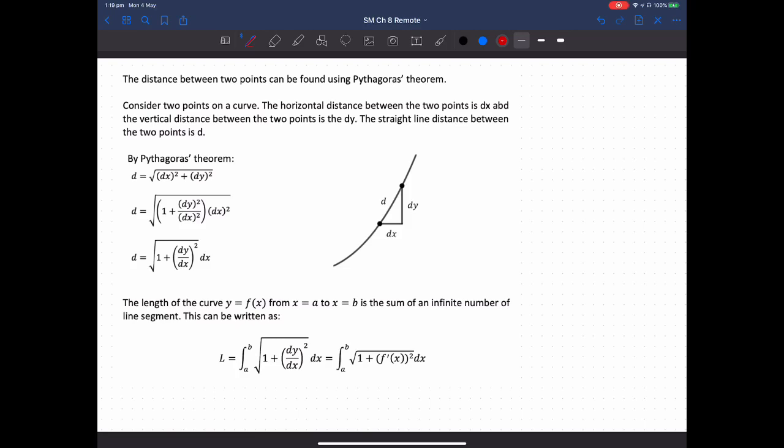We're going to explore how to calculate the lengths of curves in a plane. We're going to use some mathematics that you've been familiar with for a number of years. The first thing we're going to do is consider 2 points on a curve, the 2 points I've just circled in red.